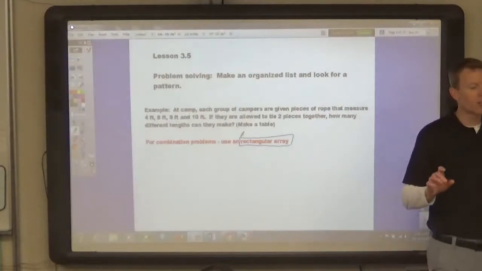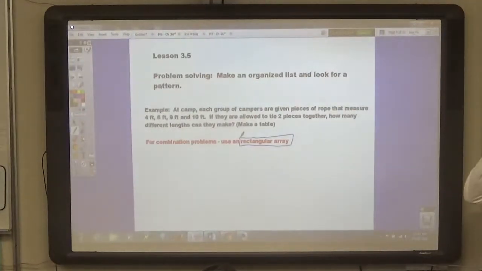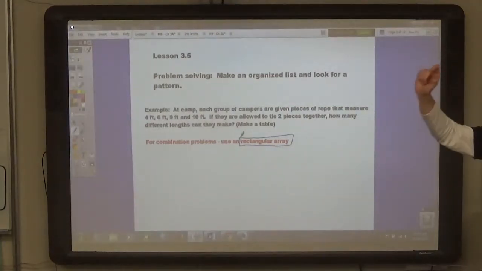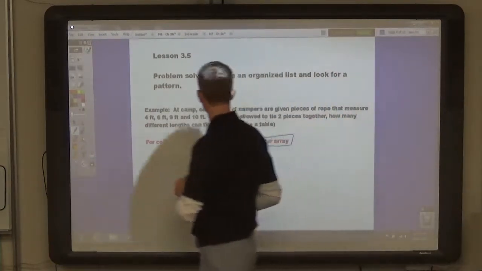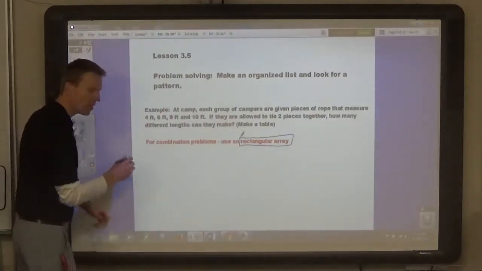What a rectangular array is, it's kind of like a chart. It's kind of like your multiplication chart, where you have numbers at the top and numbers on the sides. And when you combine them, you make a number. You make a combination of the two numbers. So, here's how you set it up.